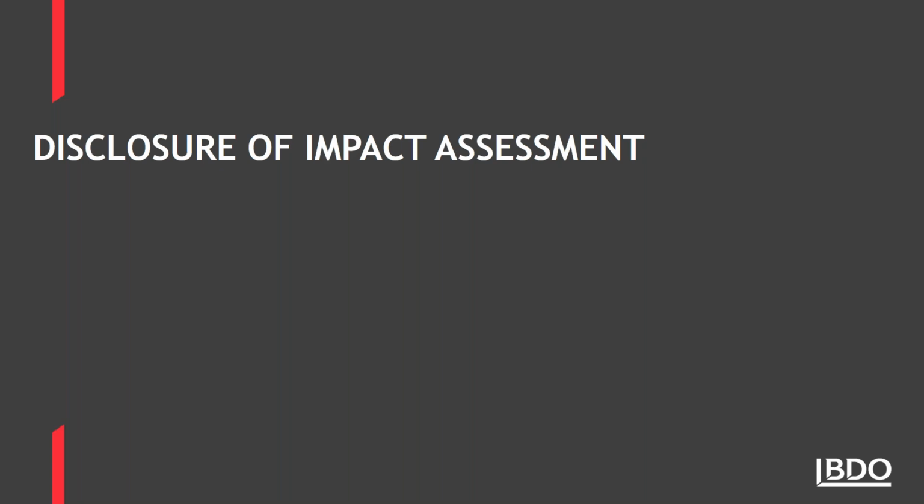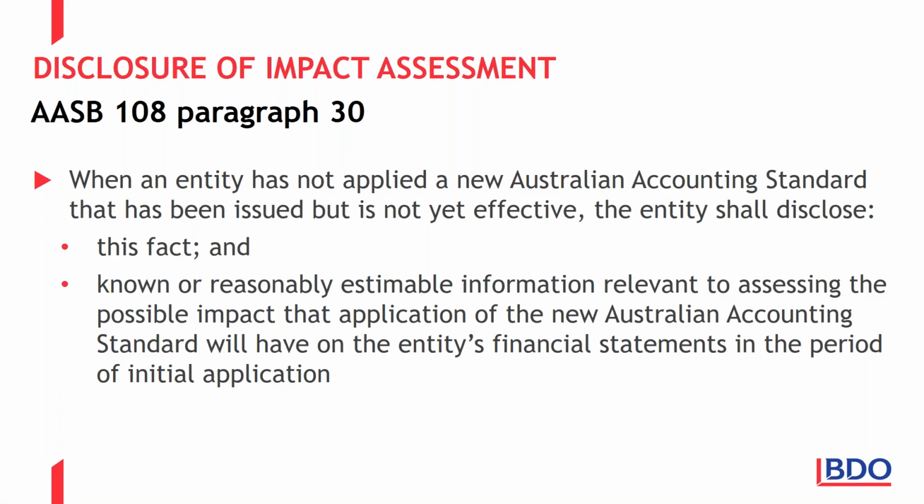If we move on to the next section, which is the disclosure of an impact assessment, this is particularly focused on how we disclose an impact assessment in a financial year where we haven't yet adopted IFRS 16, but IFRS 16 obviously has been issued by the standard setters a few years ago. We haven't adopted it yet. We want to warn our users about the potential impact. We want to flag the potential impact. So how do we do that?